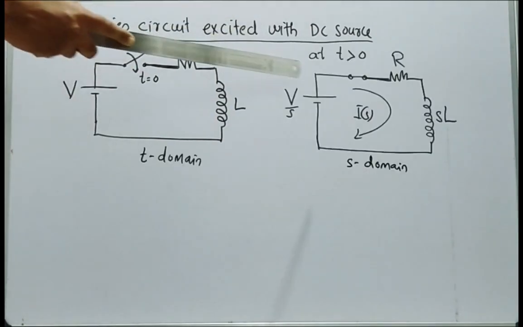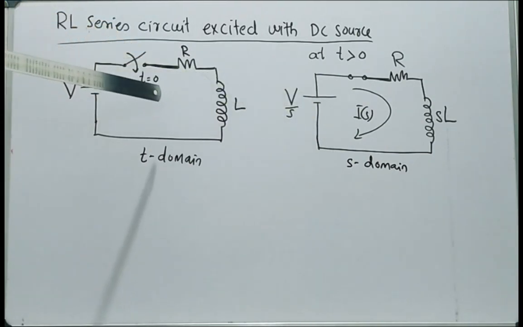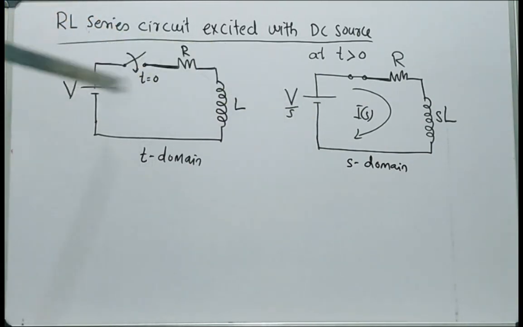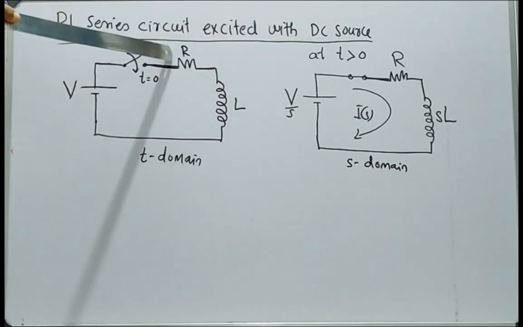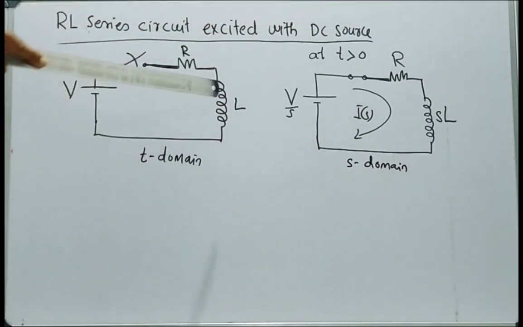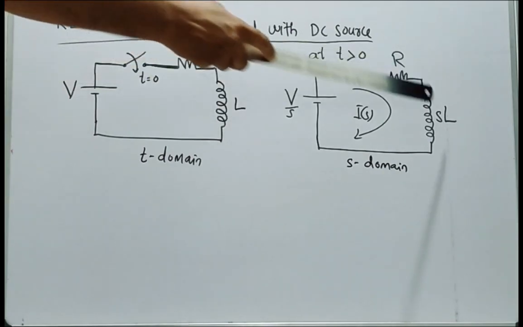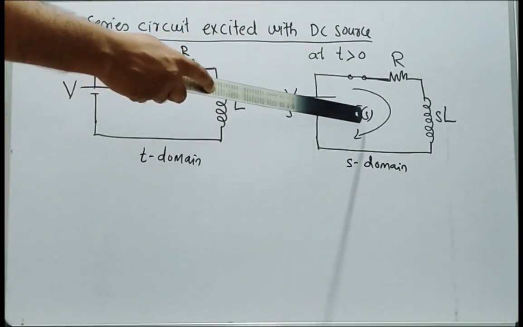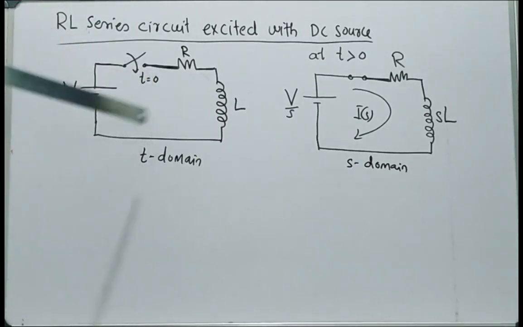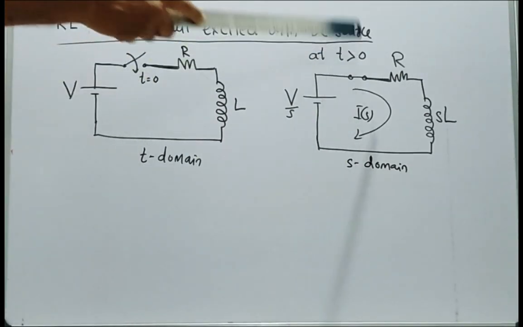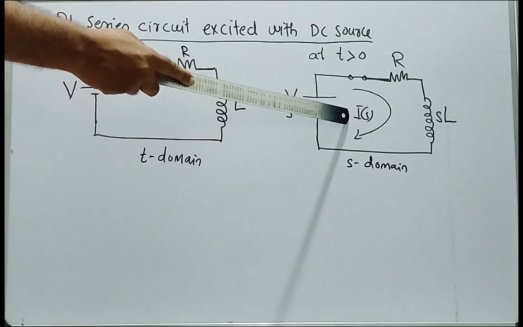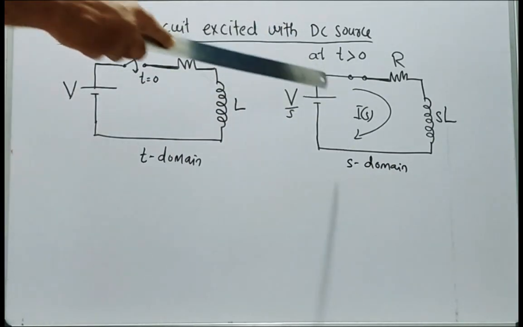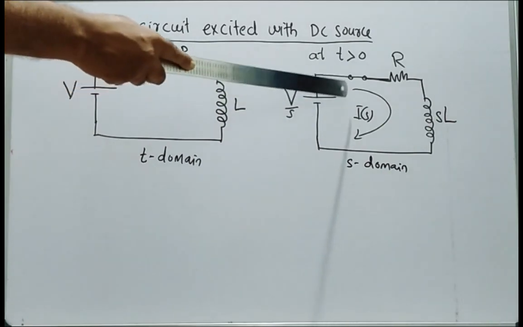The equivalent network in the S-domain corresponding to this network is obtained as follows: the voltage becomes V by S, the resistor has no change, the inductance becomes SL, and the current flowing through the circuit is I(S). After t equal to 0, that is, in general t greater than 0, this is the equivalent circuit corresponding to this T-domain circuit. Now into this circuit we can apply KVL.